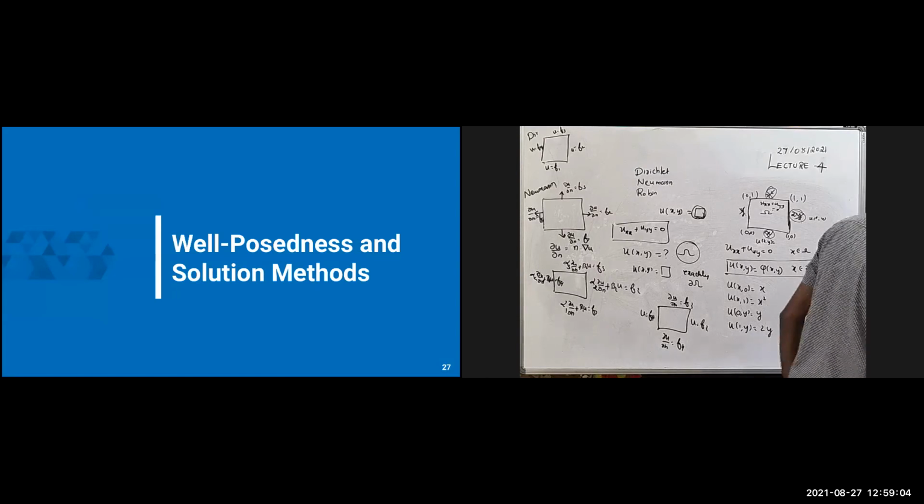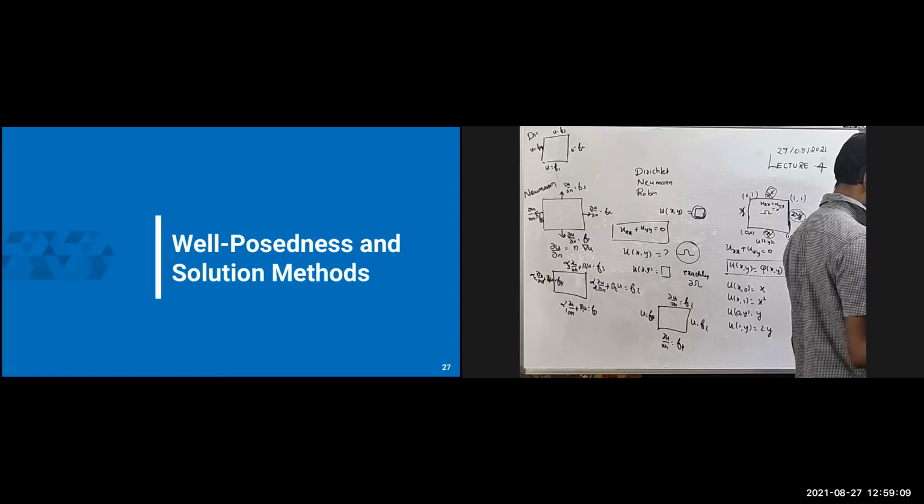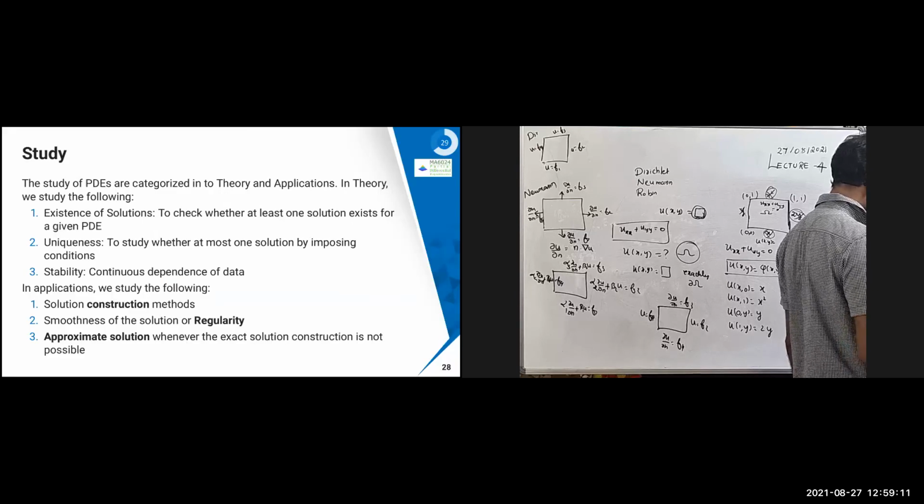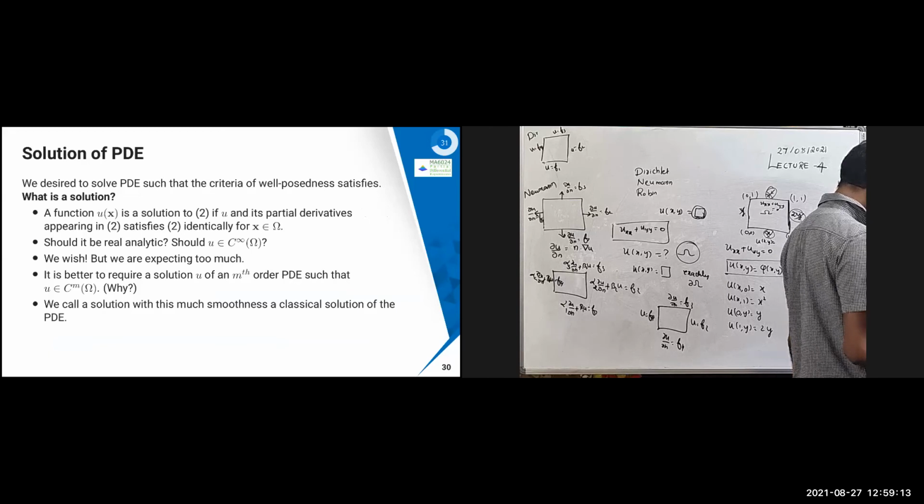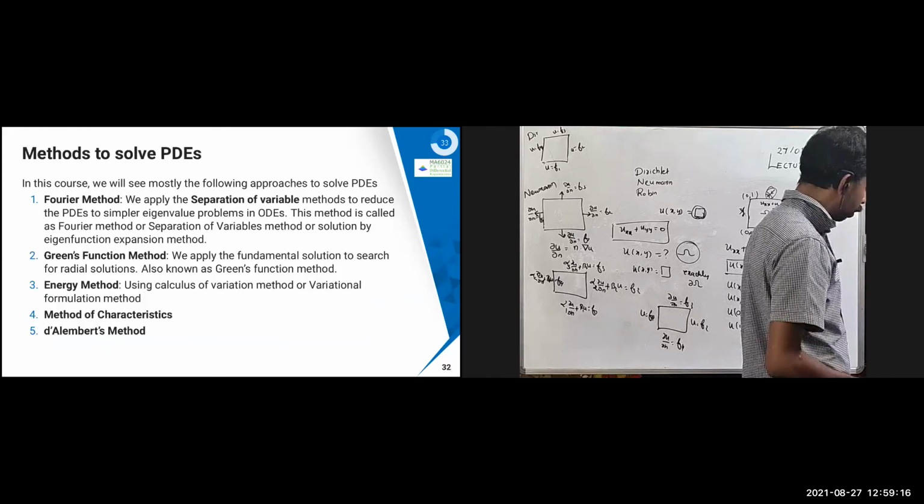Okay, it is time already. We'll discuss the next thing in the next class: well-posedness and solution methods. Today's exercise I will postpone, because I thought to cover this solution method today, but I'm not able to cover it. So we'll discuss it.